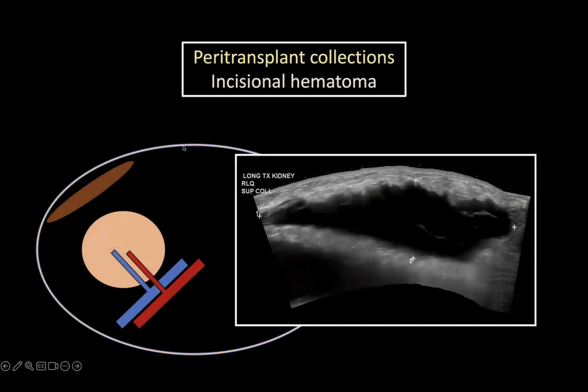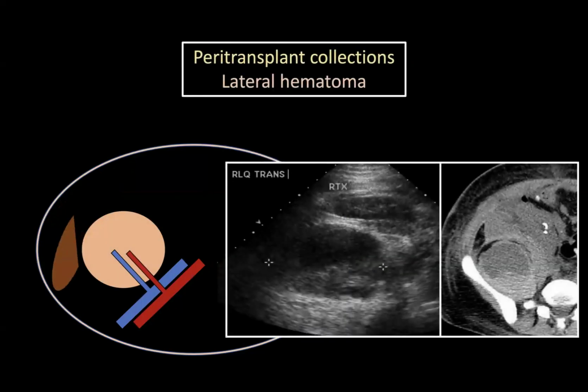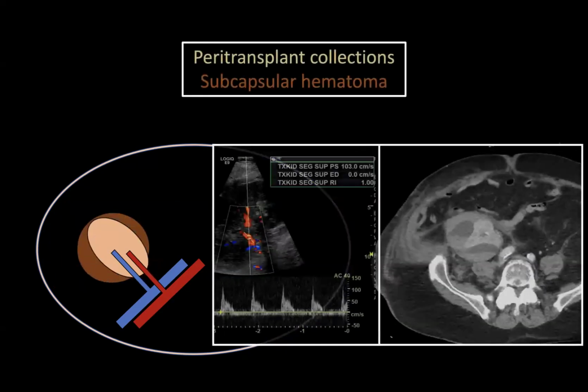So here's an image of a body. You've got a kidney graft in here. You've got your artery, your vein, and this is an incisional hematoma. It's just right underneath the skin. Not much can happen with these. If they're large enough, they can potentially get infected, but these are usually self-limiting. Now, lateral hematomas are usually from some kind of venous ooze, and these can actually become quite large and can cause some mass effect on the kidney graft. But again, these are oftentimes self-limiting.